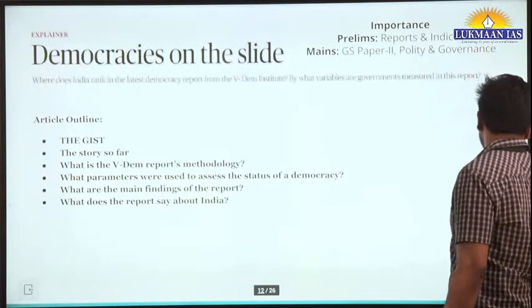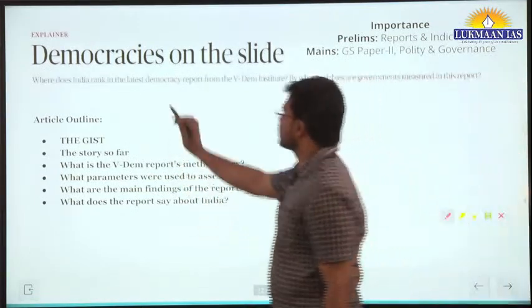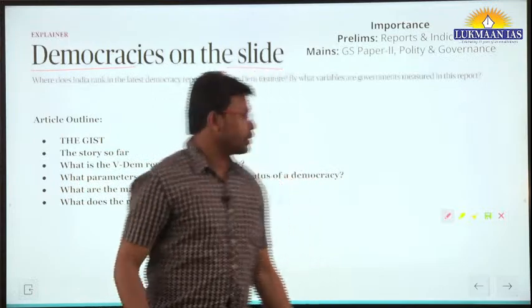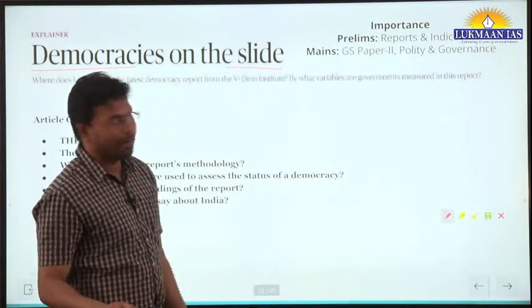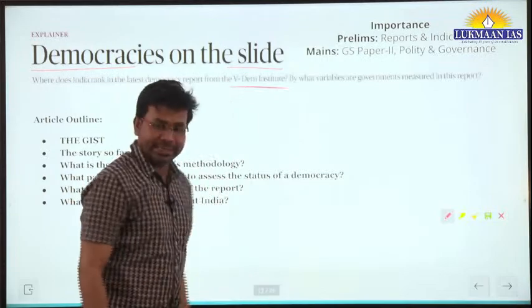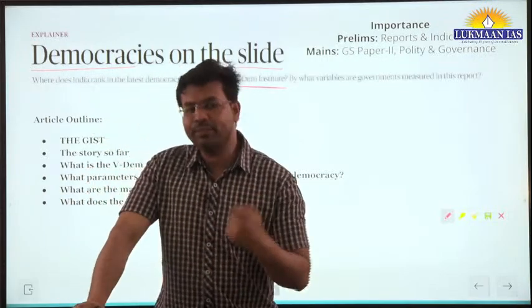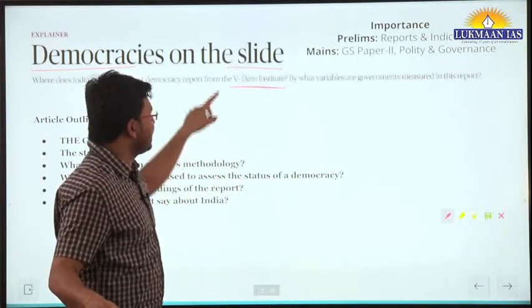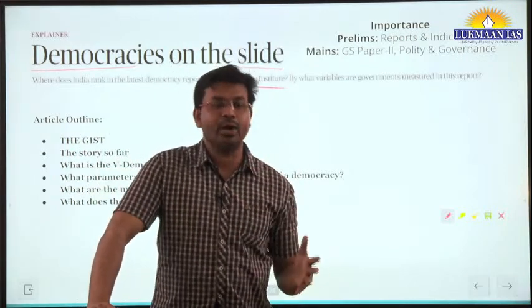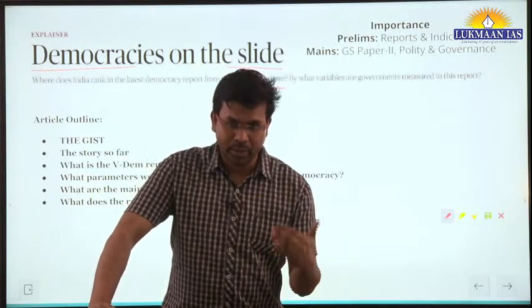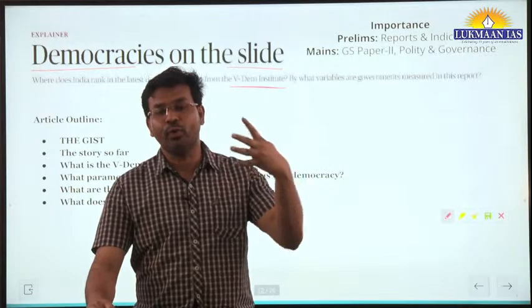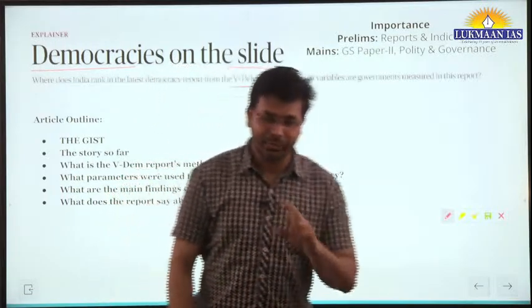Okay, so we will discuss this topic in detail. This topic talks about the democracies on the slide. Slide means slipping down. Okay, democracies on the slide. So what is democracies on the slide? Recently, one report was published by the V-Dem Institute. We will discuss in detail where this institute is located and what the full name of this institute is. That democracy institute ranks almost 176 countries across the world, and it has ranked India also, and India has been ranked at a very low position. They categorize different countries in the world into 4 different categories, and India comes in the 3rd category. We will discuss that.